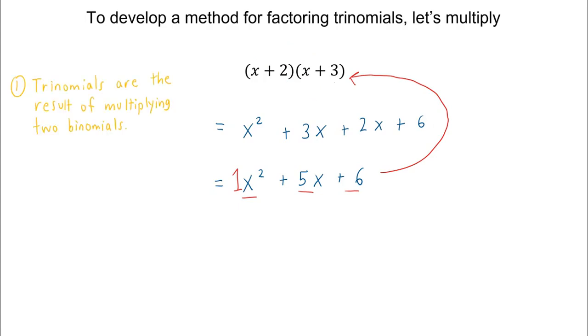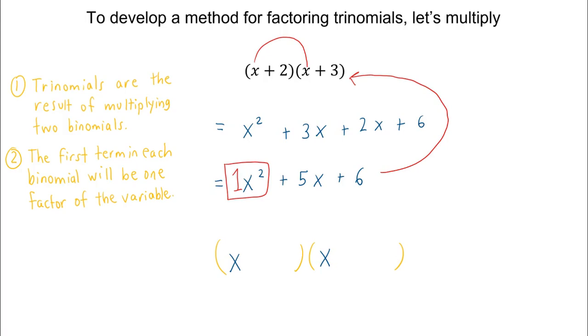The first thing that we need to know is that trinomials are the result of multiplying two binomials. So if I ask you to factor a trinomial, the very first thing we're going to do is create space for two binomials. Now let's turn our attention to the first term in our polynomial, which is 1x squared. The 1x squared is the result of multiplying the first term by the first term. So if we want to get a 1x squared, then each of our first terms has to be 1x, or just x.